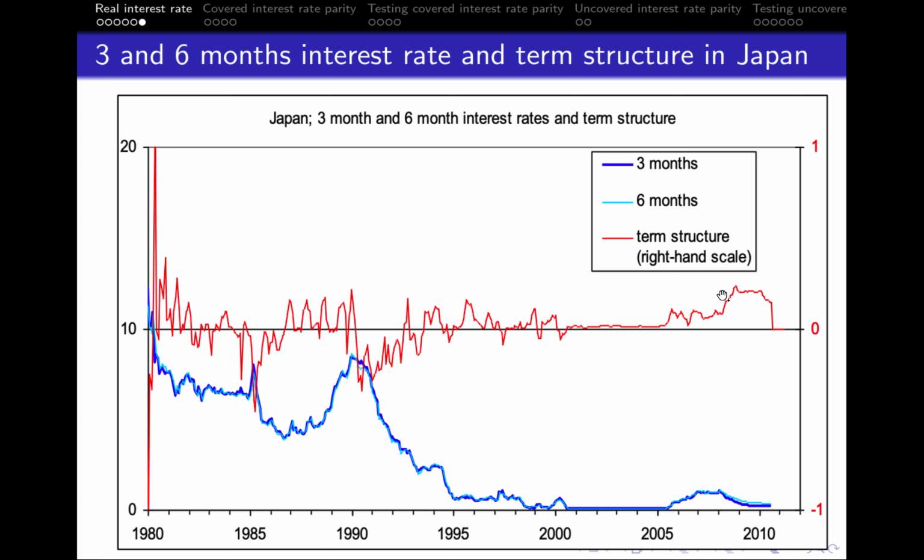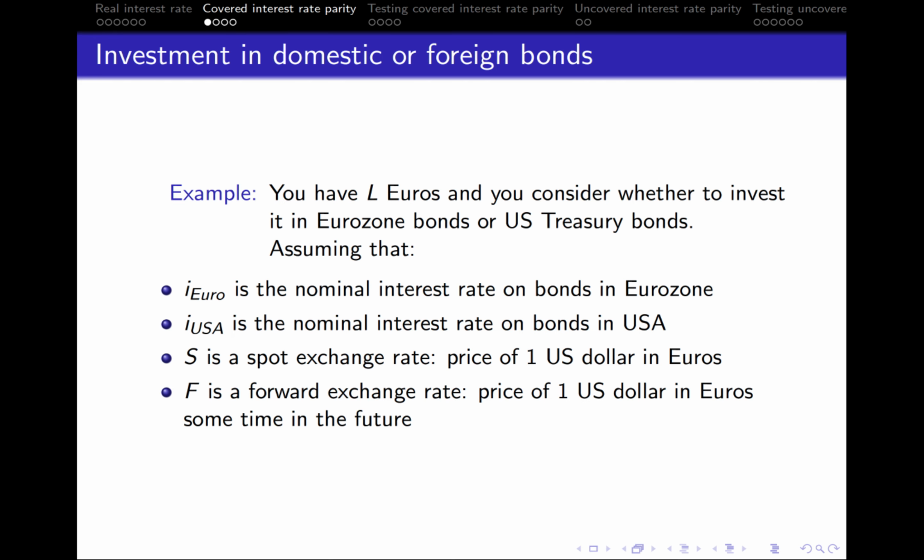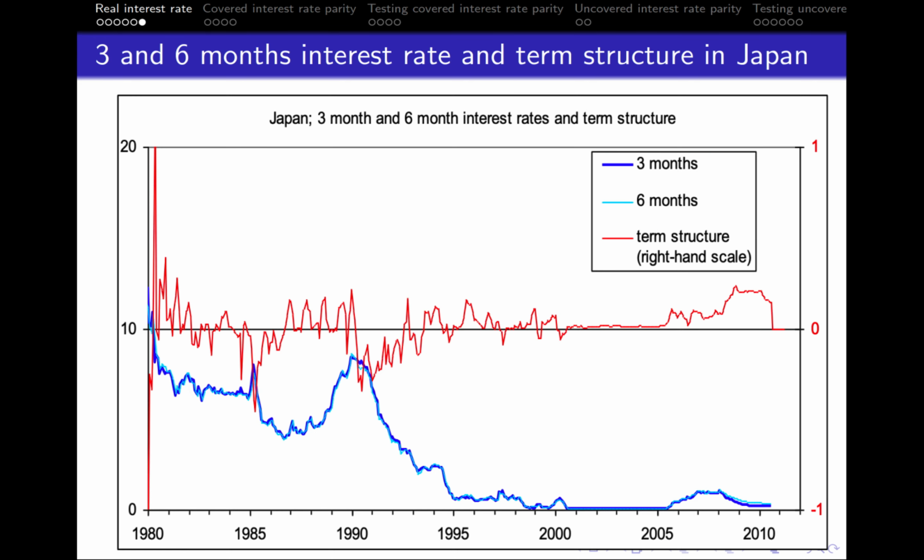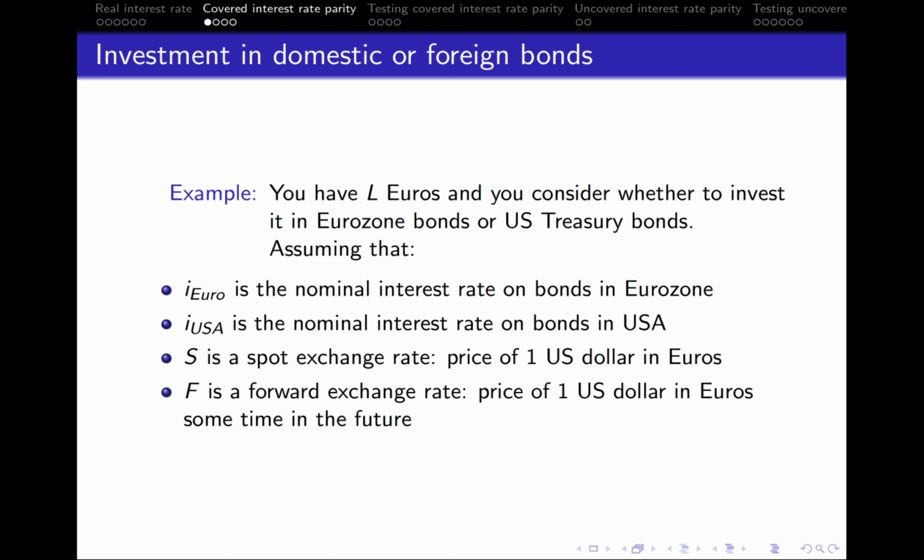Okay, so now that we know how interest rates are working, what is the term structure, what is maturity, what is real interest rate, let's focus now our attention on nominal interest rates only. Because now we want to derive a covered interest rate parity. Okay, so let me start you off with a very simple example, very similar to the one we had before.